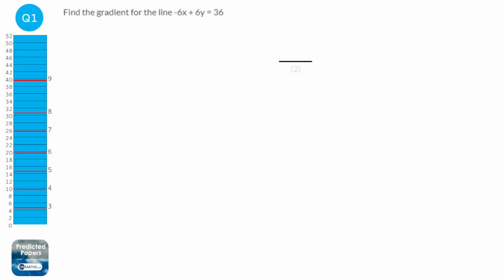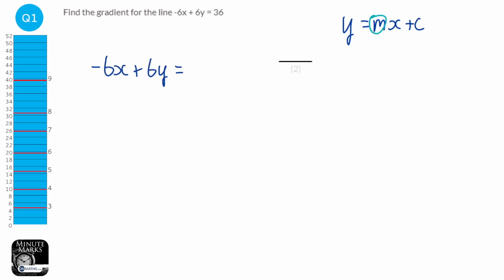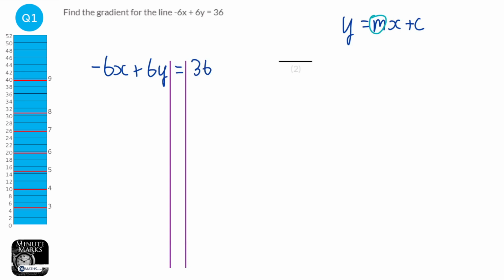So to find the gradient, we need the formula or the equation in the form y equals mx plus c, and the m there will give us what the gradient is. So we're just going to be rearranging this equation, and so I'll get my lines in. So the first thing I'm going to do is get rid of the x's from the left hand side, and we can do that by adding 6x both sides.